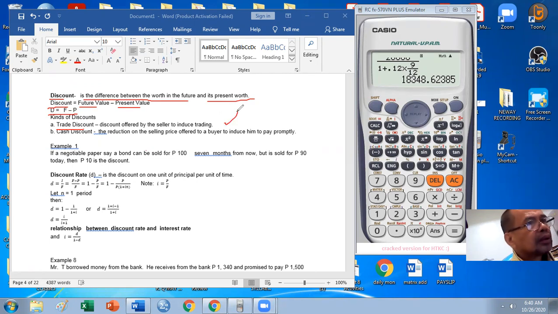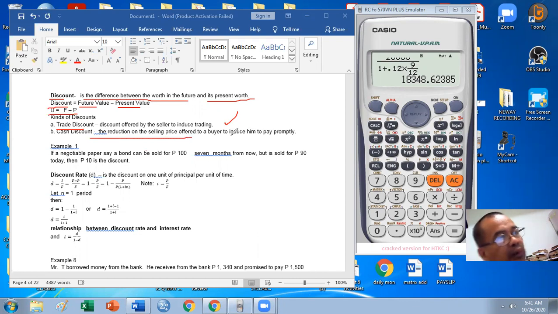So ito yung minsan sabihin ng seller, okay, may dagdag, ganyan. May dagdag na konti para may bumili or mas maraming bumili. Pag sinabi namang cash discount, the reduction in the selling price. Halimbawa, yung tinda mo, bawasan mo ng 5% para mas ma-induce yung pagbebenta.